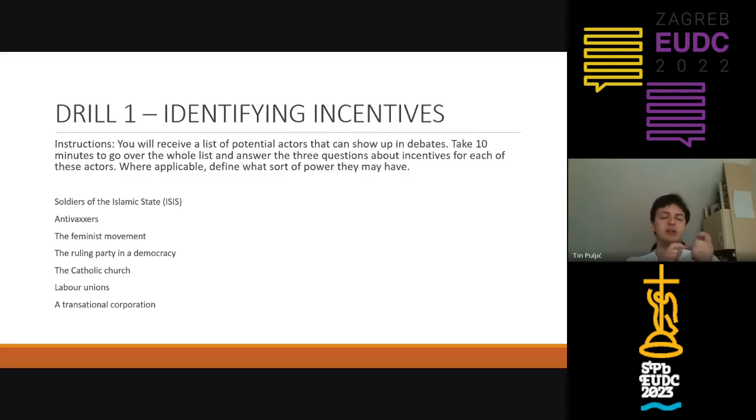But so it's just a definitional problem. But yes, you are correct. This is one of the types of power that the feminist movement can exercise. Do they have or can they have preference shaping power?